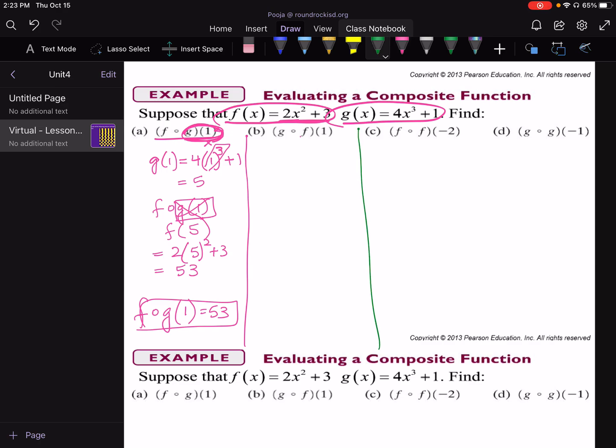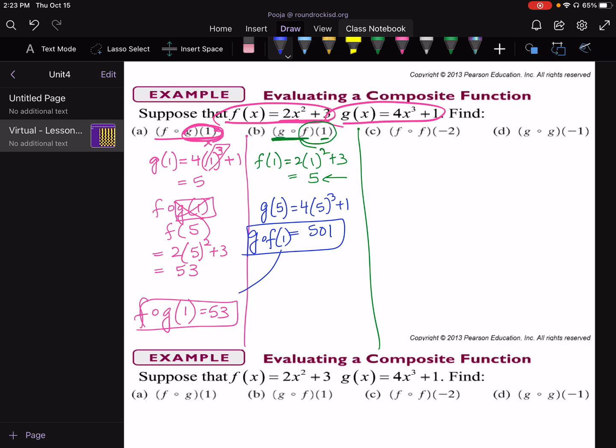Look at the next one. This is g of f at the same x value. So the only difference is the order, and you will see that the answer changes. First we will have to evaluate f of 1, and for that I need the f function. Now that I have the inner function evaluated, I need to find g of 5, and for that obviously I need the g function. When you evaluate this, it turns out to be 501. So this is g composed with f at x value 1. If you notice, only the order mattered, but see how different the answers are.